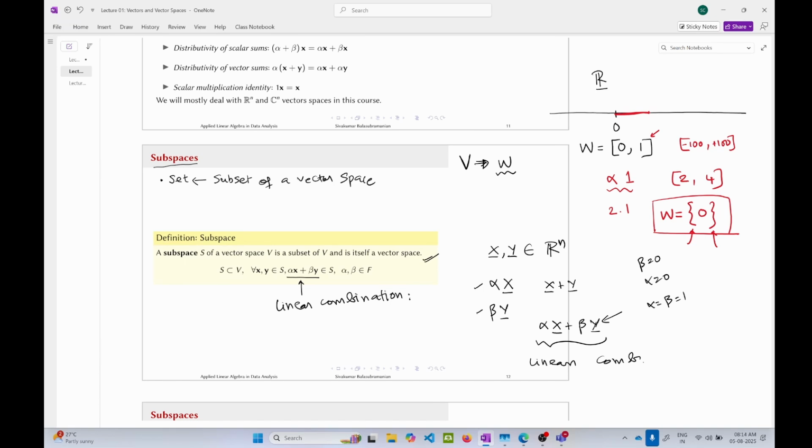Imagine you're taking a copy from the bag, you're not taking the thing out of the bag. I can take 0 as many times as I want. If I add, I'll still produce 0. So that means if you have a set that only has a 0 element from a vector space, that is always a subspace of your original vector space. And this is often called the trivial subspace.